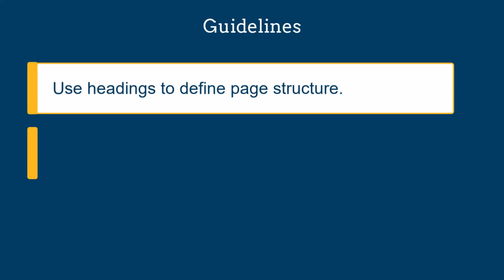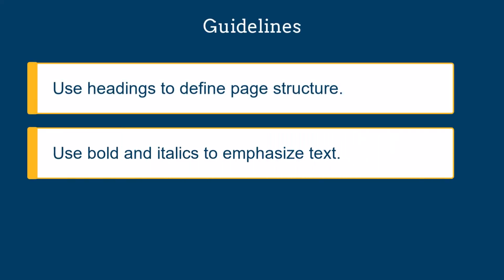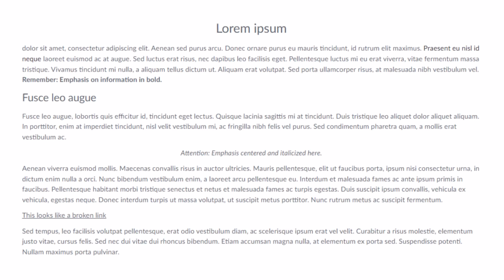The next guideline is you should use bold and italics to emphasize text. Color is subjective, and underlining suggests a hyperlink is present. And so the most effective way to have text stand out to your students is to use bold or italics. And it will stand out to any assistive technology.